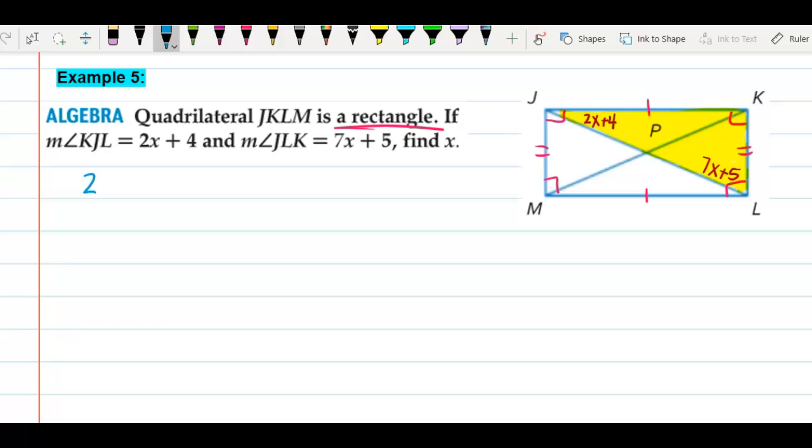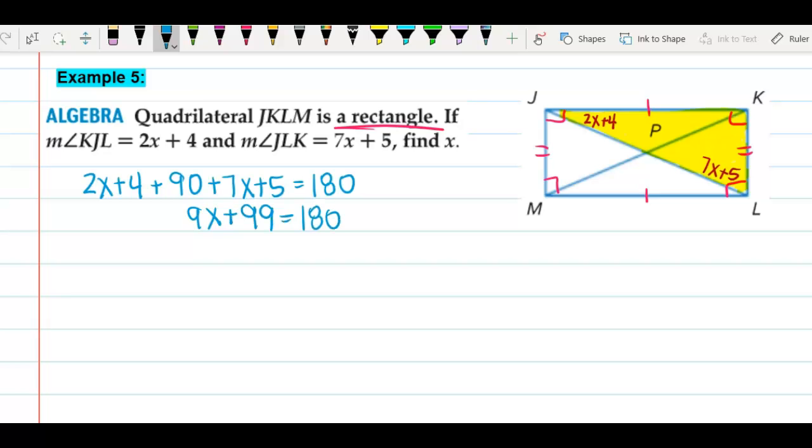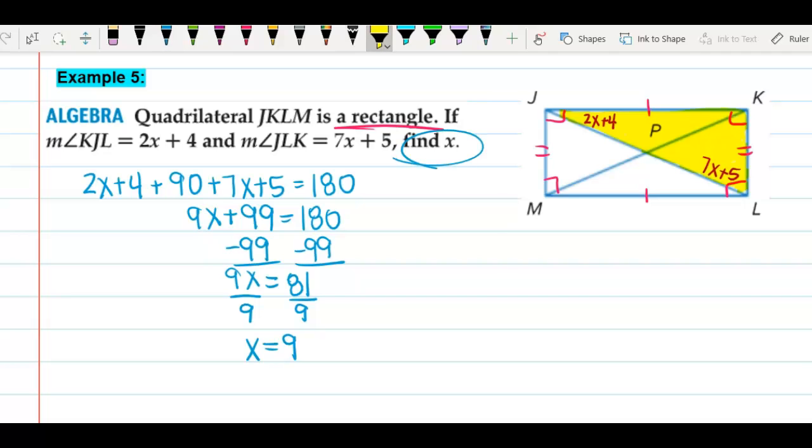So I could add together 2x plus 4 plus 90 plus 7x plus 5, all equal to 180 degrees. If I combine my x's, I get 9x plus 99. Subtract 99 from both sides. Would that be 81? Divide by 9 on both sides. X is 9. And I only needed to find x, so I am finished.